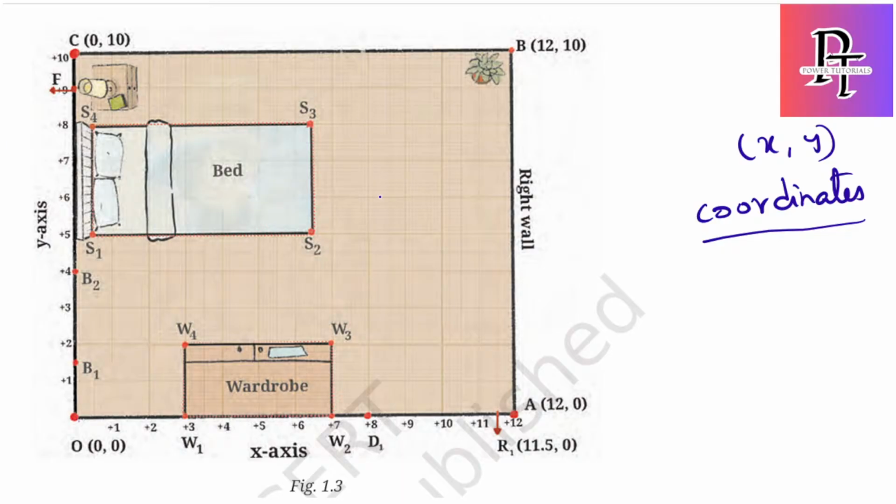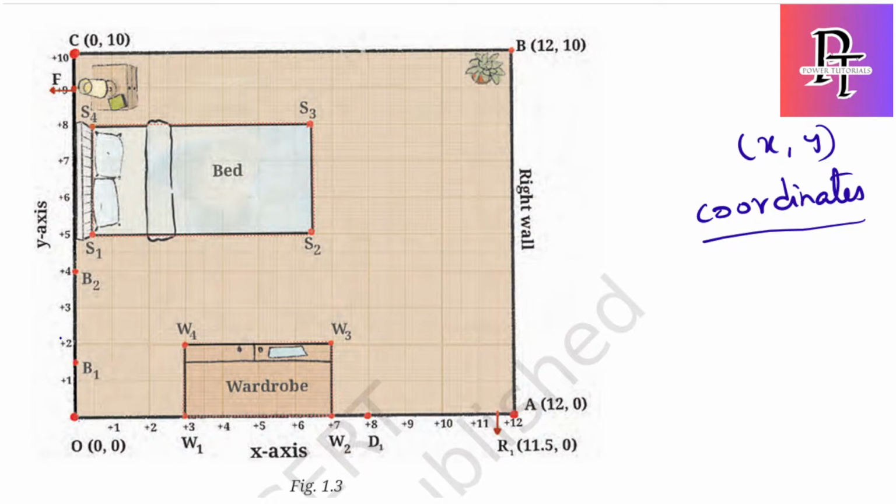Okay, so based upon the positions, we have so many coordinates. So based on the coordinates, we need to understand what the position is. Without any coordinates, we cannot say where the bed is located. We can simply say it is somewhere closer to the top wall or somewhere on the left side, but we don't know the exact position or how much distance it is. So to find the distance also, we need to have coordinates.